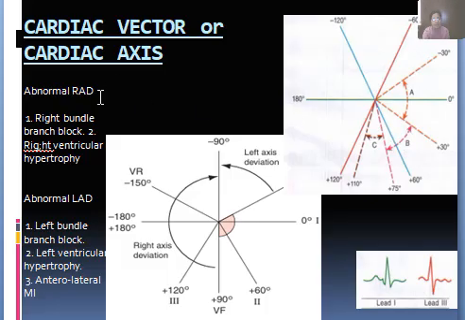So, causes of right axis deviation and causes of left axis deviation. Right axis deviation: right bundle branch block and right ventricular hypertrophy. And left axis deviation: left bundle branch block, left ventricular hypertrophy, or anterolateral MI, myocardial infarction.